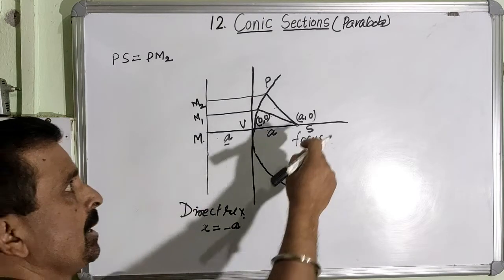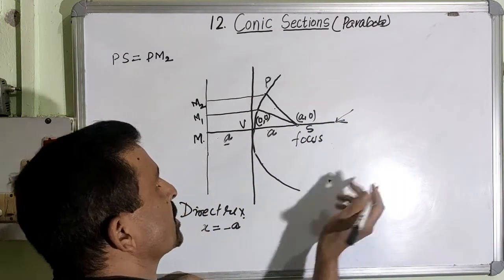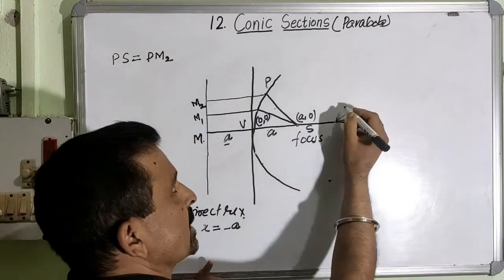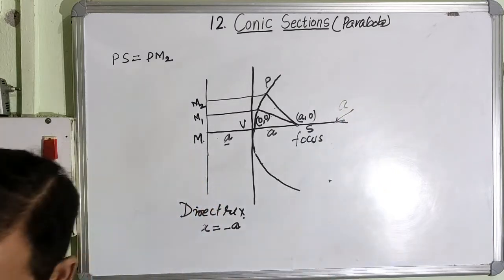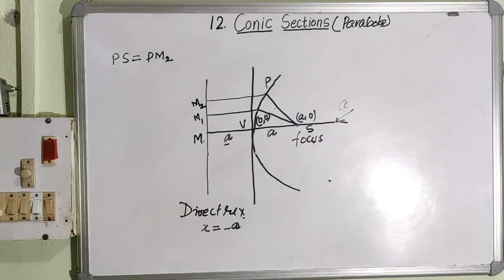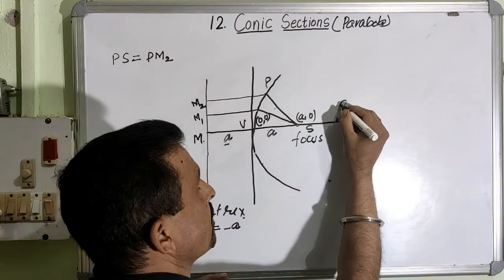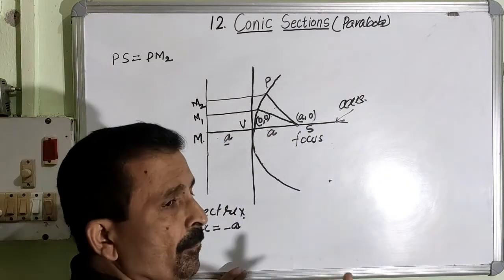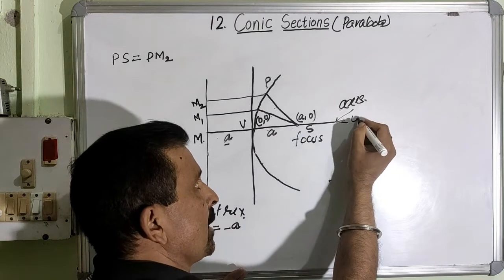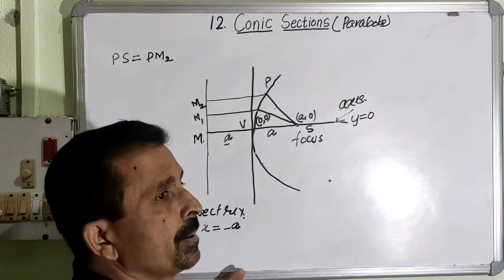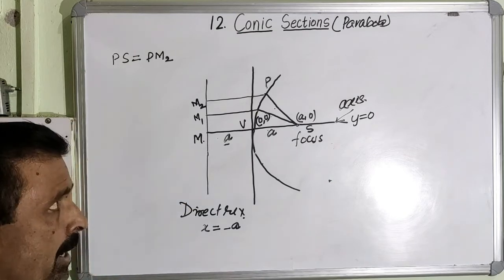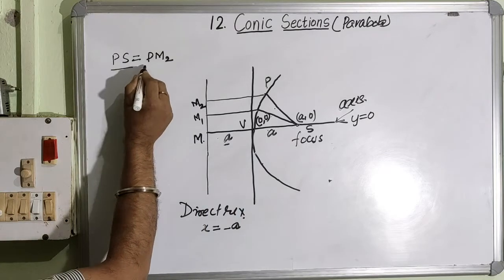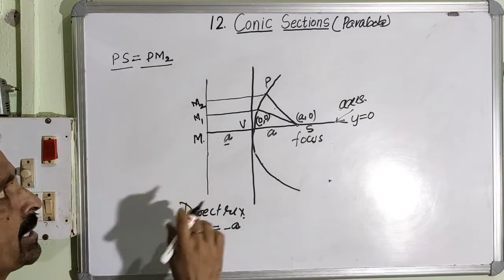Is it well understood? This line which passes through the vertex and the focus and is perpendicular to the directrix is called the axis. And on the x-axis the value of y is always 0, therefore the equation of this axis will become y is equal to 0, right? Now after this we will use the definition of parabola. The definition of parabola says that PS is equal to PM.